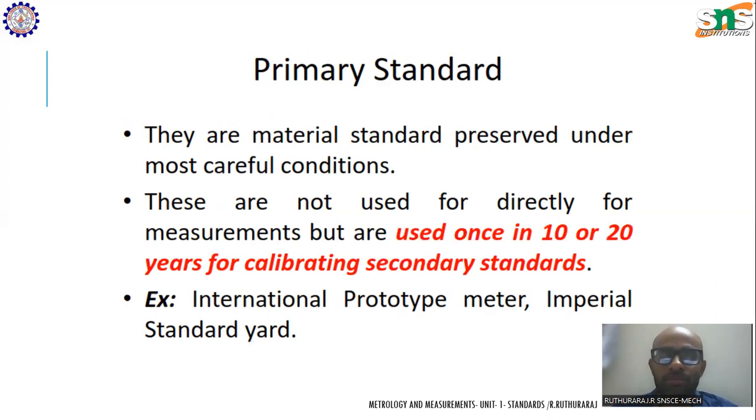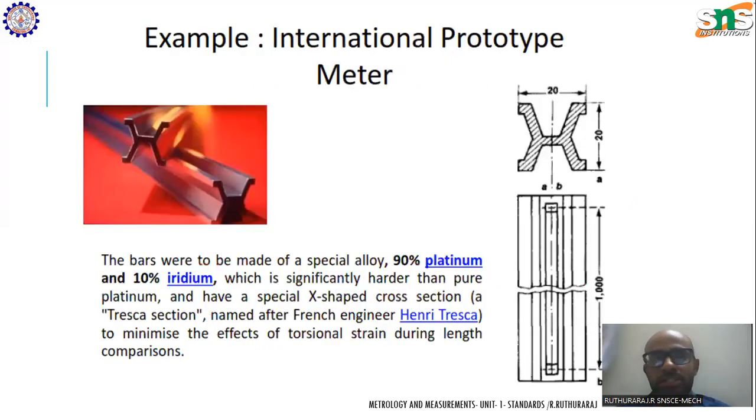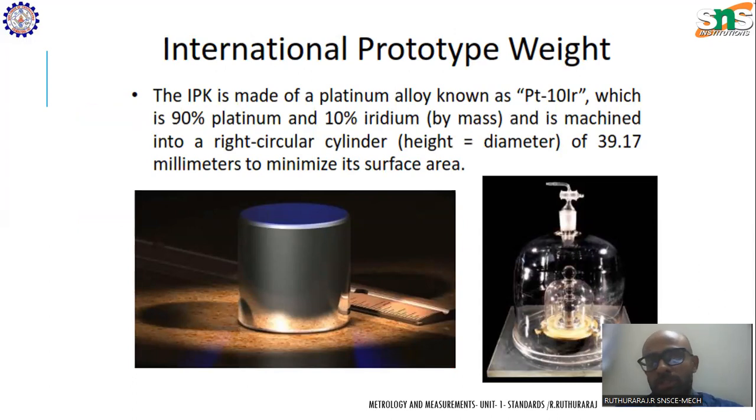These are not directly used for measurement, but they are used once in every 10 or 20 years for calibrating a standard. For example, the International Prototype Meter or the Imperial Standard Yard. Those standards are kept very carefully in well maintained conditions in order to maintain their integrity. They are just used once in every 10 or 20 years for calibration of secondary standards. So those are not directly used for measurements. We discussed exhaustively about the length standard as well as weight standards. They are just kept in some place, locked away, preserved perfectly in order to calibrate over a period of time.